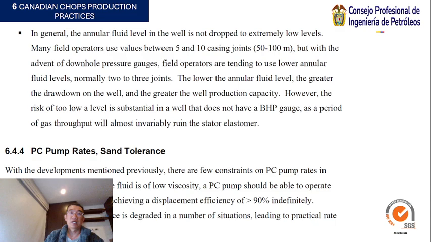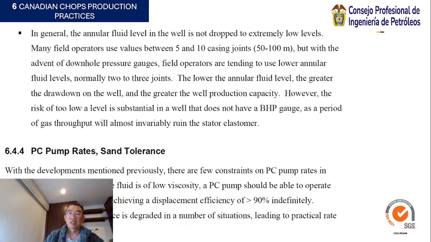In general, the annular fluid level in the well is not dropped to extremely low levels. Many field operators use values between 5 and 10 casing joints, 50 to 100 meters. But with the advent of downhole pressure gauges, field operators are tending to use lower annular fluid levels, normally 2 to 3 joints.